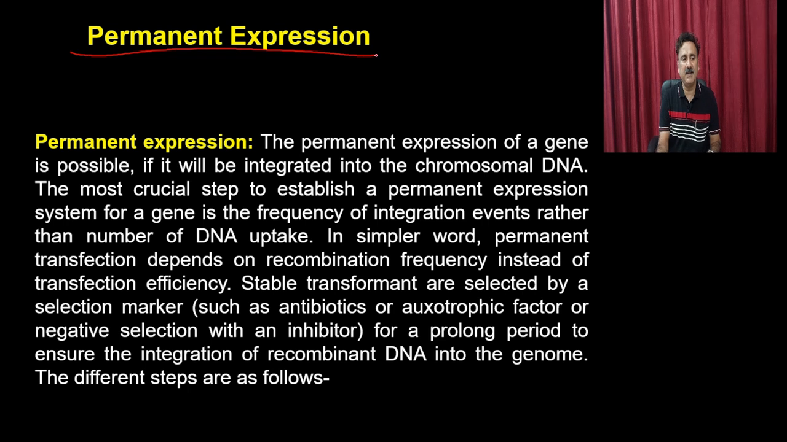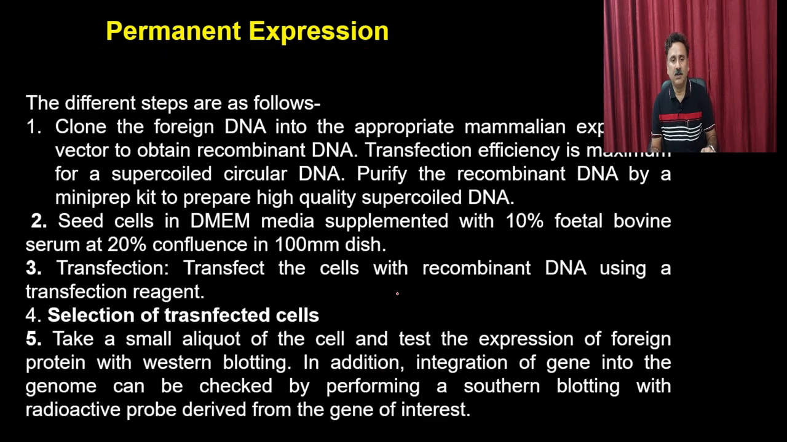Compared to this, you can also have permanent expression. The steps remain the same for permanent expression also: you are going to transform the cells, transfect the cells, and select the cells for the integration of the particular cassette into the genome, and then use that for the different types of expression system. So these are some of the steps. You clone the foreign DNA into the appropriate mammalian expression system, you seed the cells, you transfect the cells, then you select the transfected cells.